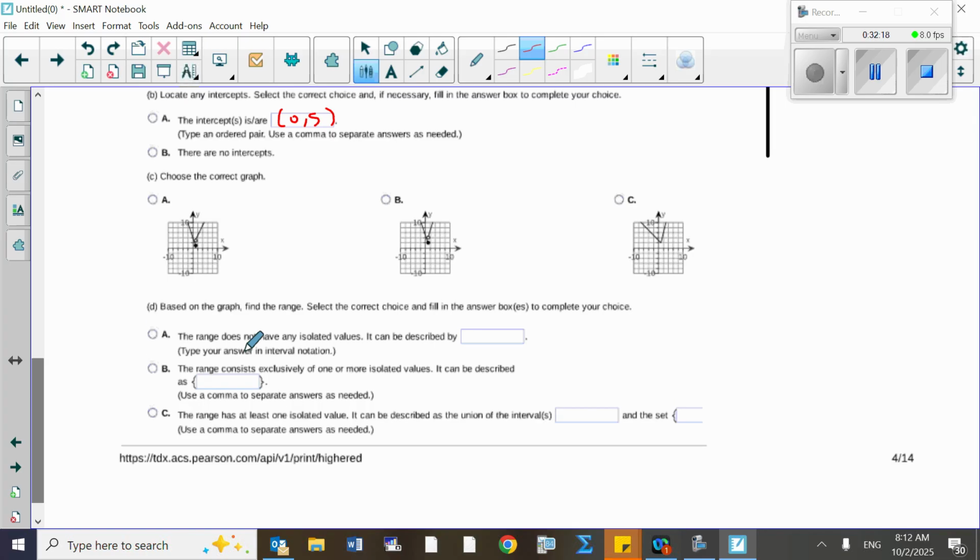And I'm going to choose this one because it says there is no isolated value. Isolated value means these dot points that you see, the single dots. We don't have anything like that on our graph, so nothing. So I can just write 2 to infinity, and I'm going to put a bracket here.